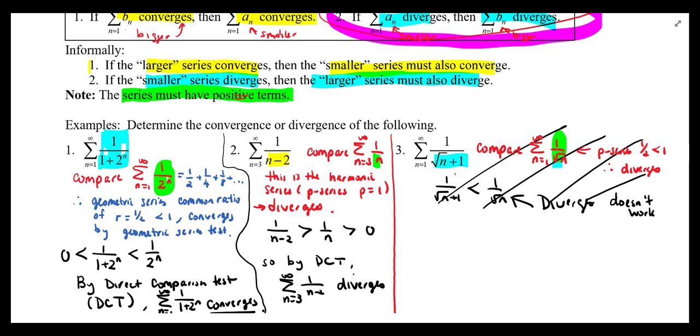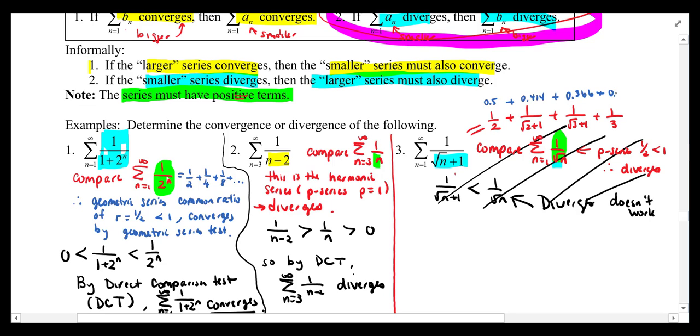Well, maybe writing some terms might help. Plugging in 1, that's 1 over 2. The next term will be 1 over root 2 plus 1, then 1 over root 3 plus 1, plus 1 over root 4 plus 1. I know what that last one is, that's 2 plus 1, that's 3. I'm just curious if you're wondering what those numbers are. This is, of course, 0.5, and this is 0.414, this is 0.366, and of course you know this one, and so on.